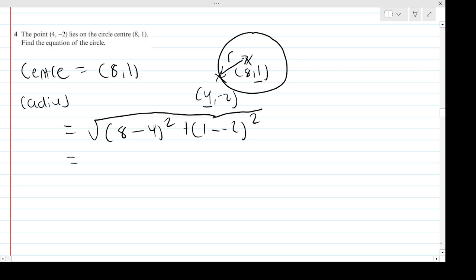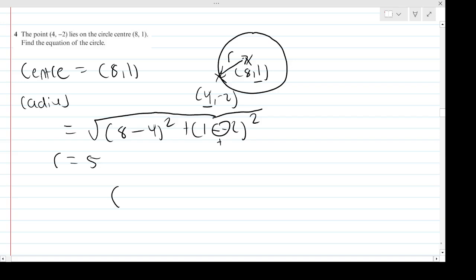If we put that in the calculator, that goes to the root of 8 minus 4, which is just 4 squared. Then we add 1 minus a minus 2, that goes to a positive, so that would be plus 3, all squared. That gets me 5. Cool, so now we've got our radius to be 5. That's r is 5. And then we could just state the equation.